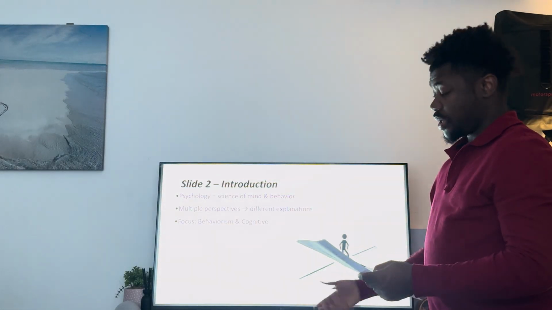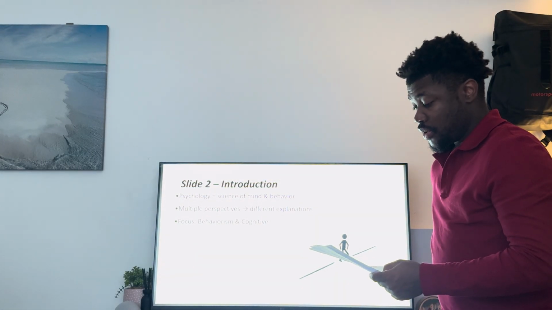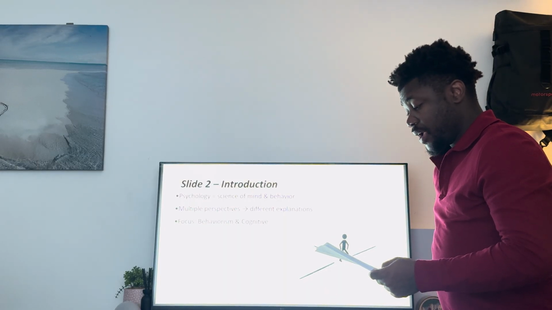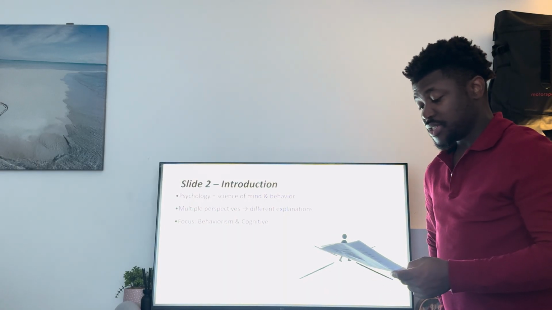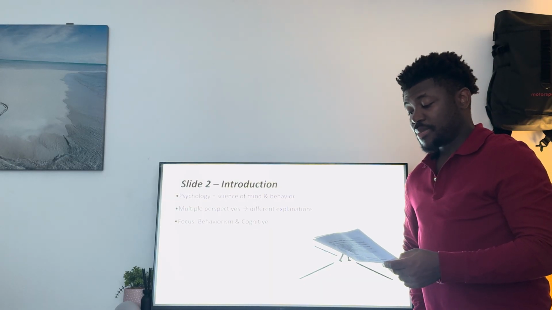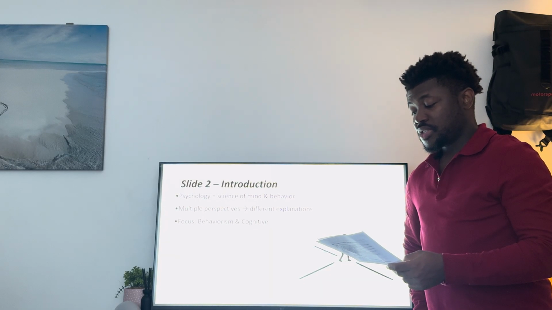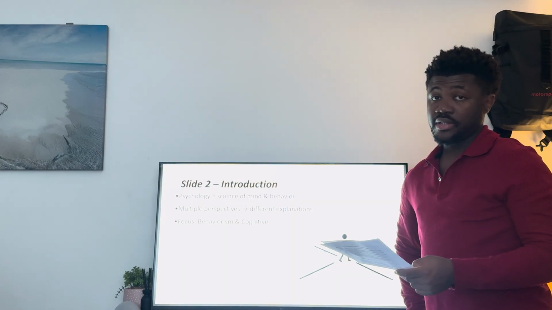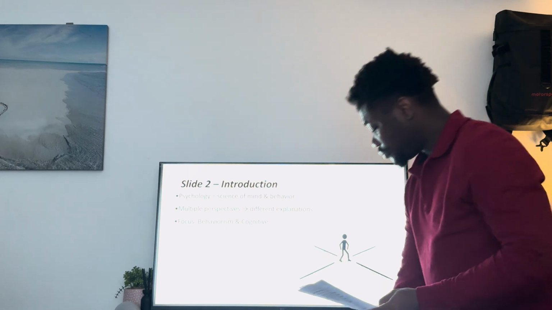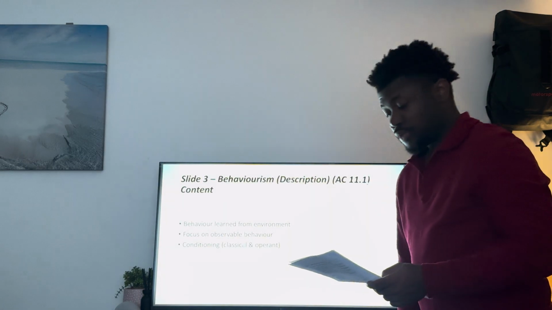Now we have slide 1, which is the introduction, which describes the key ideas and their main assumptions and theories, compares them and discusses them, and also how they are applied in the real world in contemporary issues such as mental health and workplace well-being. Now we begin.